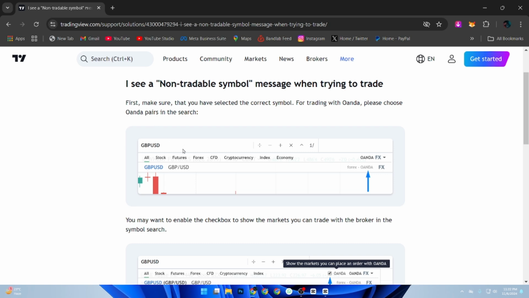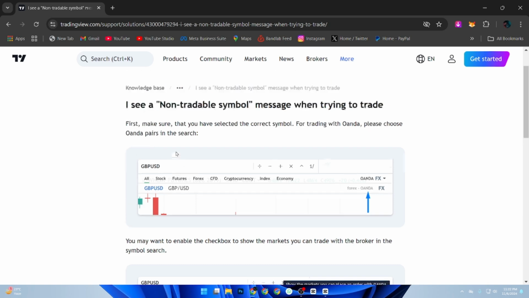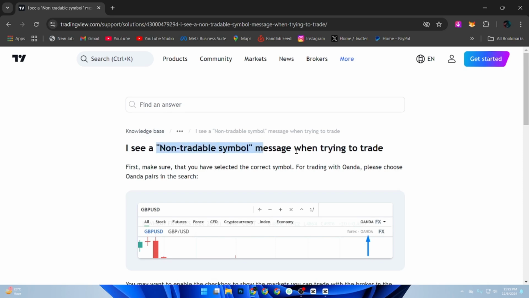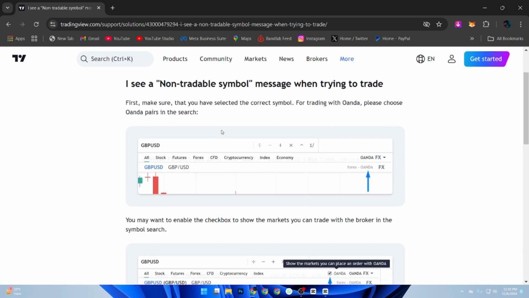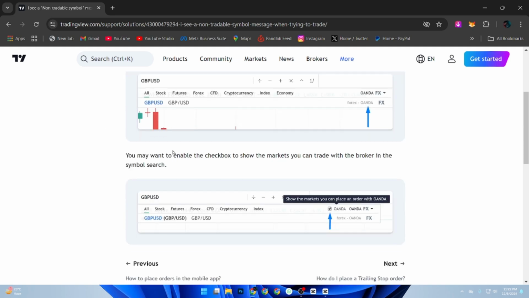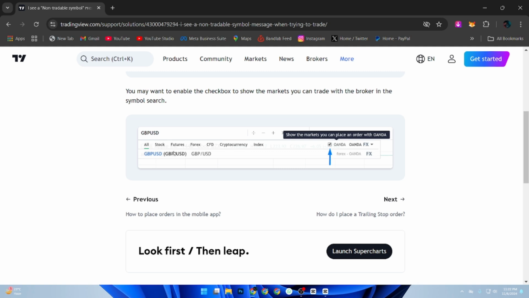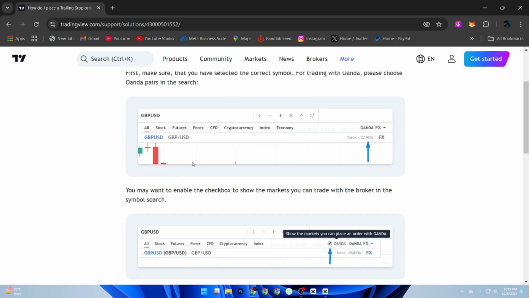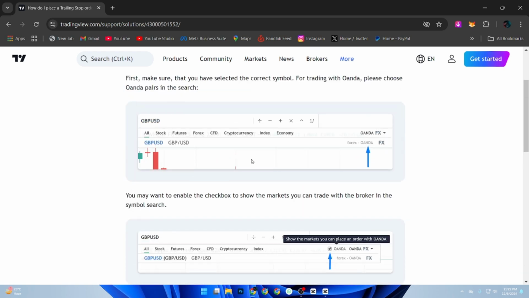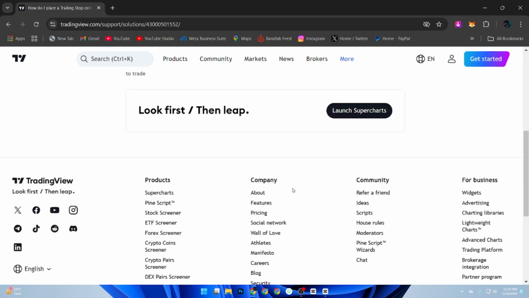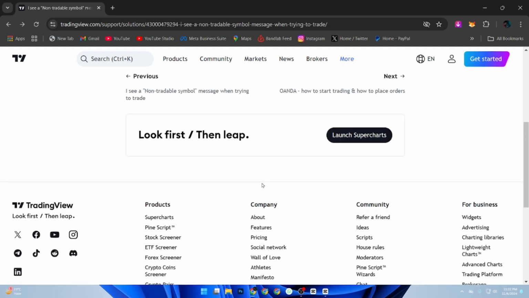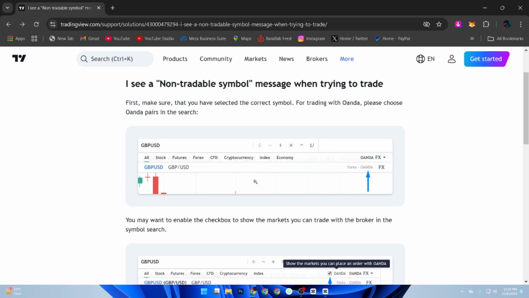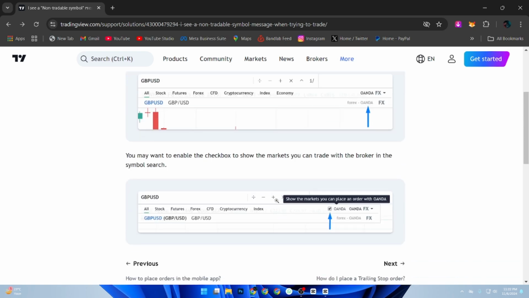If your broker is connected but you still see non-tradable symbol, it's possible that the specific asset you are viewing isn't supported by your broker. For example, some brokers only allow trading in specific stocks, forex, or crypto pairs. Double check if your broker supports this asset by visiting their website or contacting their support team.